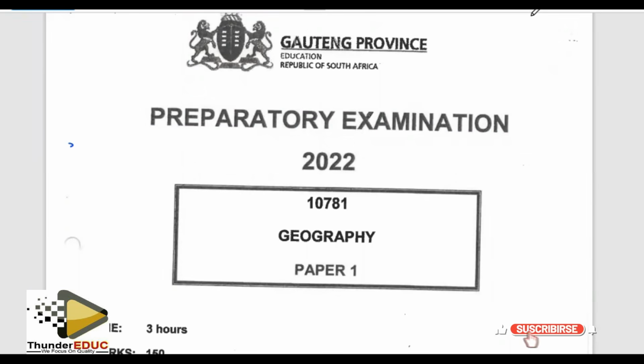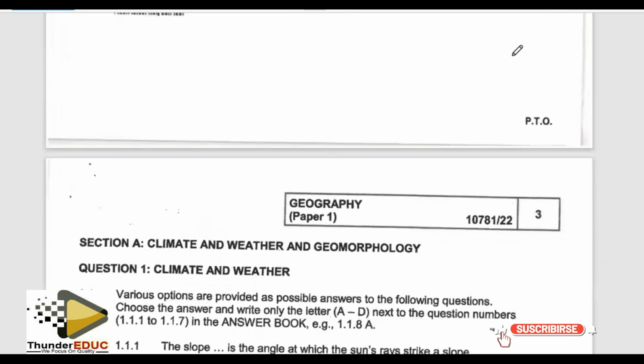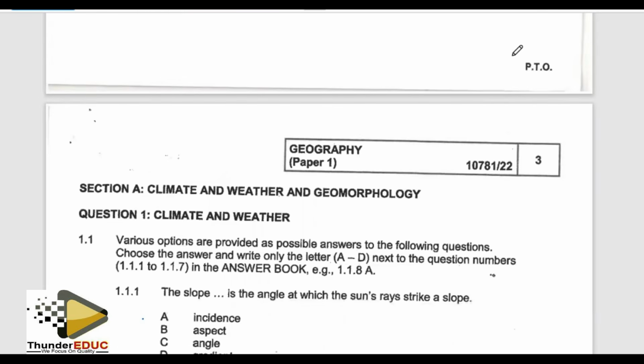So today we'll be looking at preparatory examination 2022 Geography Paper 1, which includes climate and weather and geomorphology. Our question today, we are starting with question 1, which is climate and weather, and below are the questions. All right, so question 1.1.1.